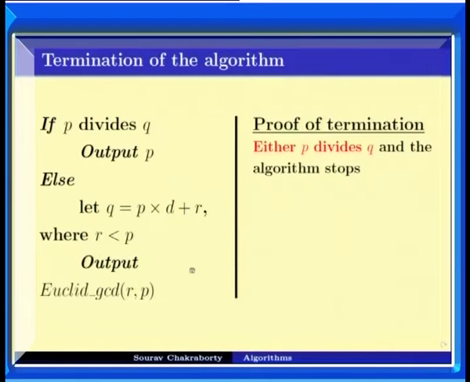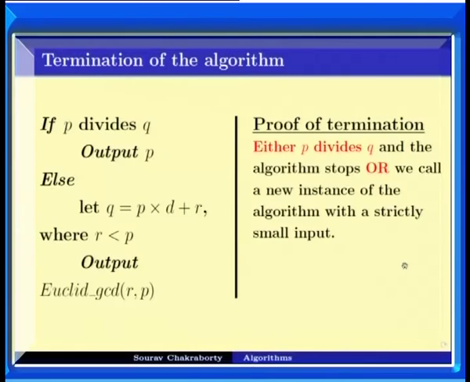So let us start with the proof of termination. Here is the pseudocode of the algorithm. Now in the proof of termination, note that when we are calling Euclid GCD of P and Q, either P divides Q, and then the algorithm of course stops in the first round only. There is nothing to do with termination. Or we call the old function with a new input, which is R and P. Now every time we call with a strictly lesser input.